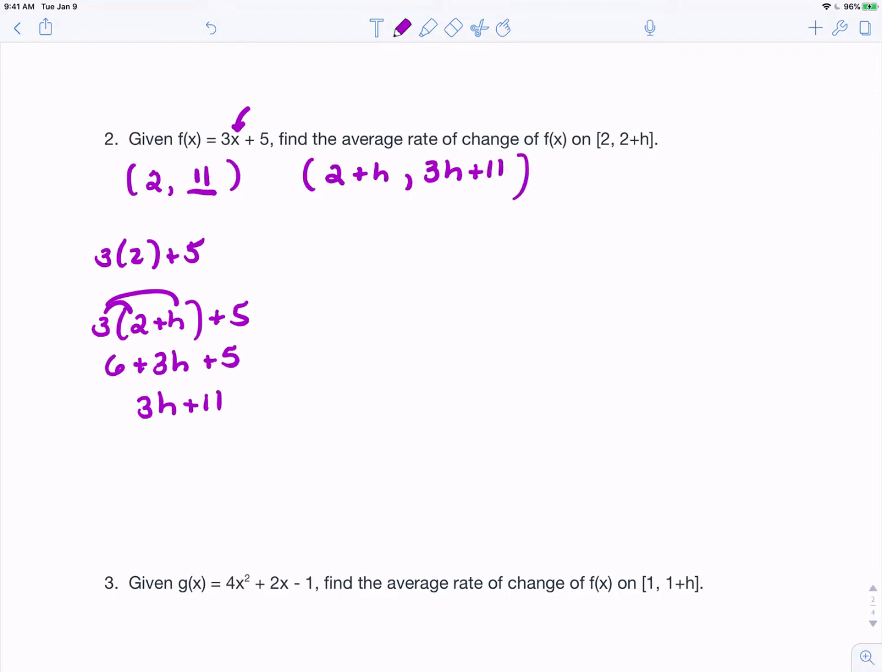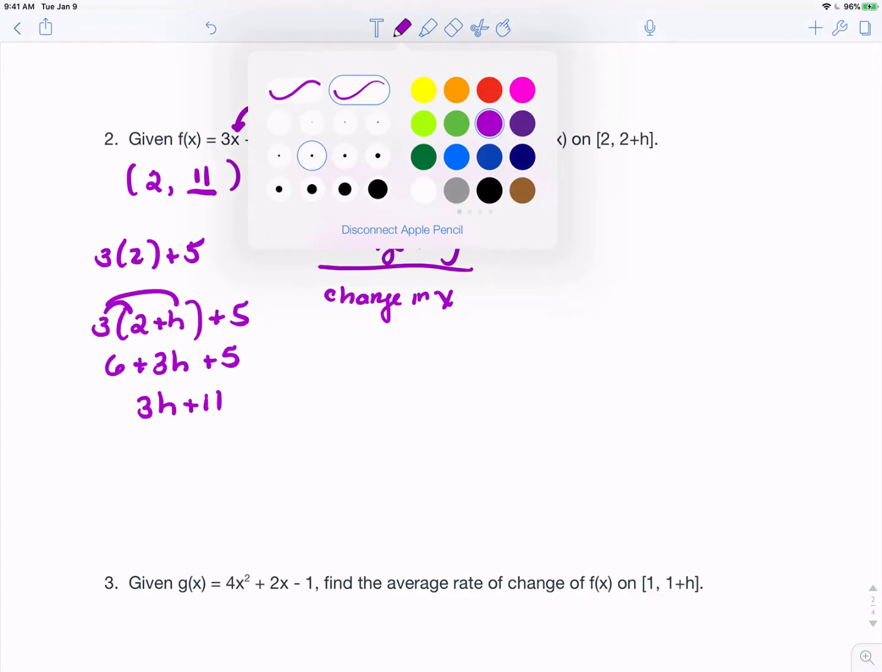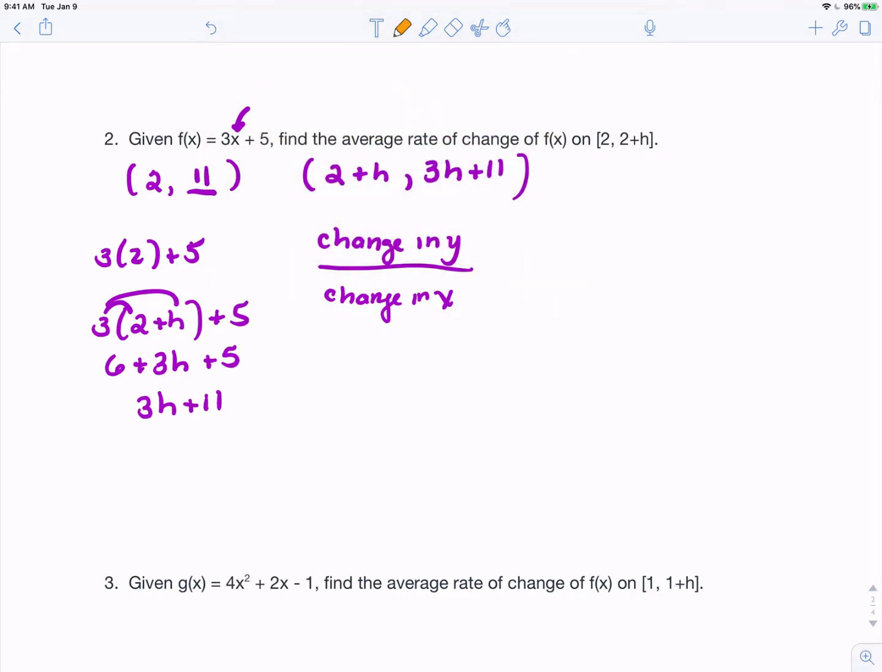And now again, the average rate of change is simply the slope. So it's the change in the y coordinates divided by the change in the x coordinates. All right, so now that we have our coordinates, let's focus in on the y coordinates. So here are the y coordinates. So if we subtract our y coordinates, we have 3h plus 11 minus 11.